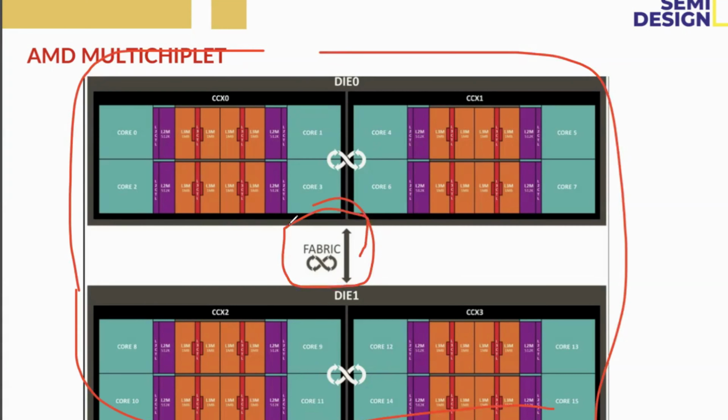As I told, SSB DCI, like that. And here some of the cores are there: CCX0, CCX1, CCX2, CCX3. This is one version of a multi-chiplet.